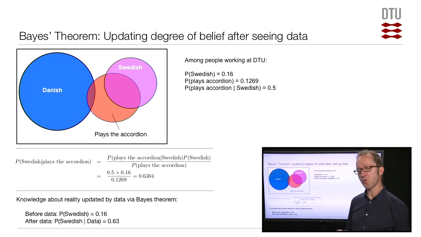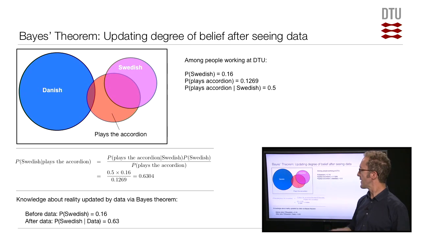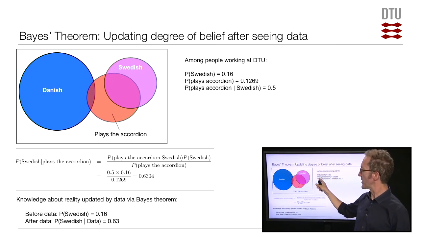Let's say 16% of all people at the Technical University of Denmark are Swedish. Let's say that 12.69% of all people at the Technical University of Denmark play the accordion. And finally, let's say that half of all Swedes play the accordion. Or stated in another manner, the probability that you play the accordion, given that you're Swedish, is 50%.